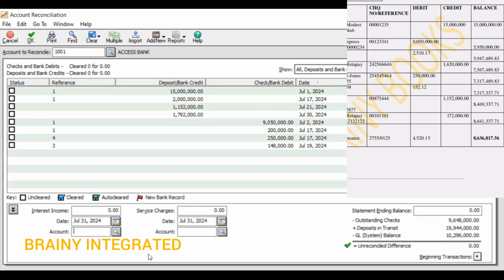Another charge I can see is 152.12. And the last charge, which is the monthly maintenance fee, is 4,520.15. So somebody should add up those three figures for us: 2,510.17 plus 152.12 plus 4,520.15. Please add up that figure and give it to us. Let's be sure that we are not fooling ourselves.